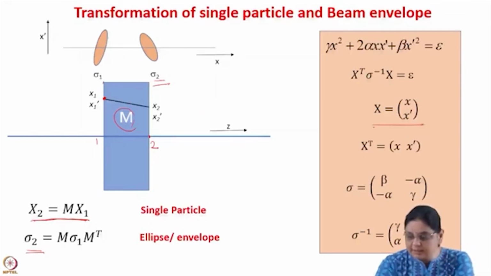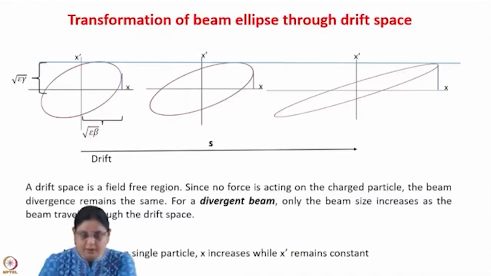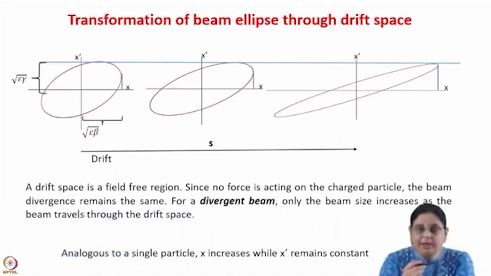Here x is the position coordinate and sigma gives you the information about the beam. In this way we can find out the transformation of the ellipse as a whole along various elements. For example, let's just see a drift space. We know that in a drift space there is no external force acting on the beam. So only the beam size will increase, the beam divergence will not change, as we have seen in the case of the single particle transformation in phase space.